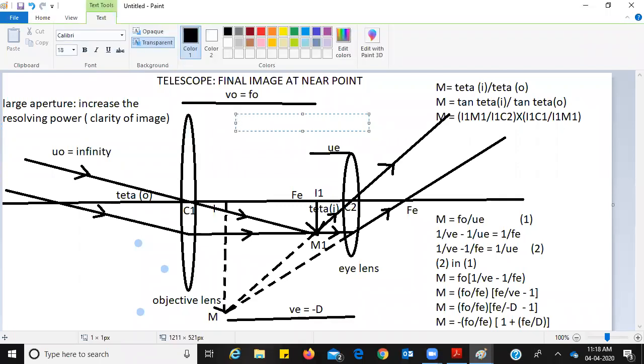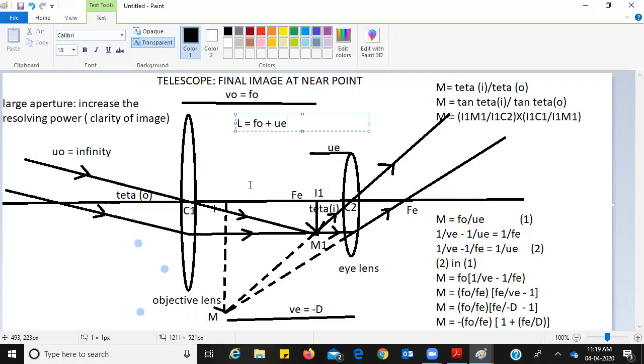What's the length of the tube in this case? This particular piece is FO plus UE. That's needed for the numerical question. So how is it FO plus UE? Where is FO? C1 to the image, right? Okay, fine. DO is the same as FO, okay? And UE, not FE.